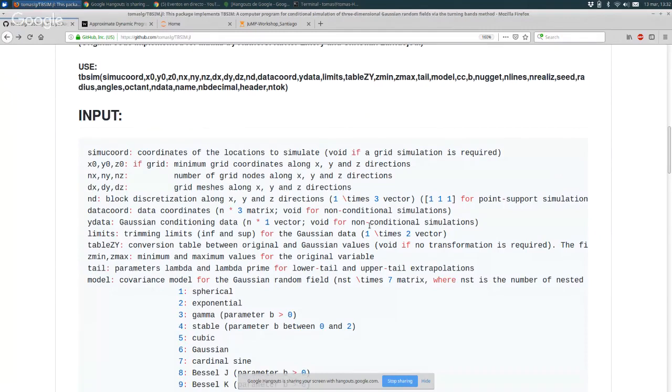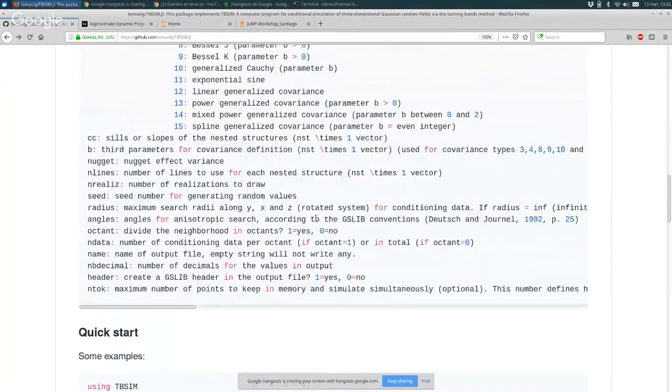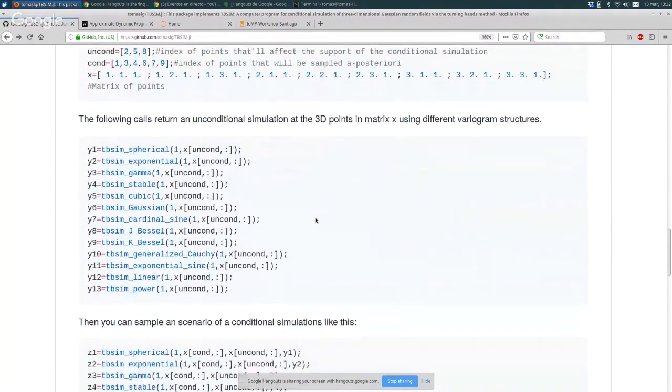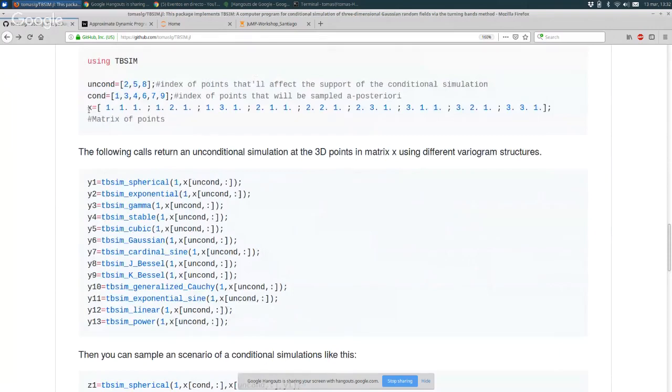distribution. And then afterwards, it can sample conditional distributions with no computation of the matrix, and it will sample very large dimensions. And I'm going to show it to you. So I made a few calls to this function just to begin with. Here you have some points, for example, that you want to simulate. You want to simulate values of this Gaussian field in a set of discrete points.